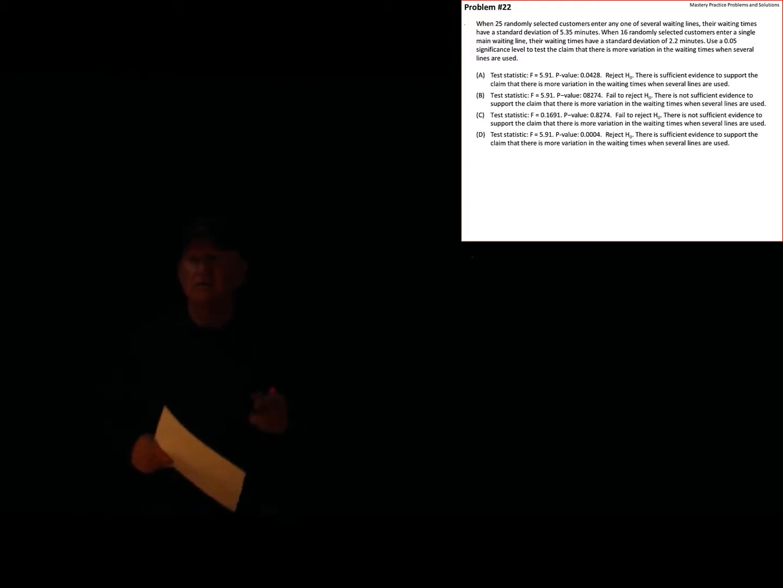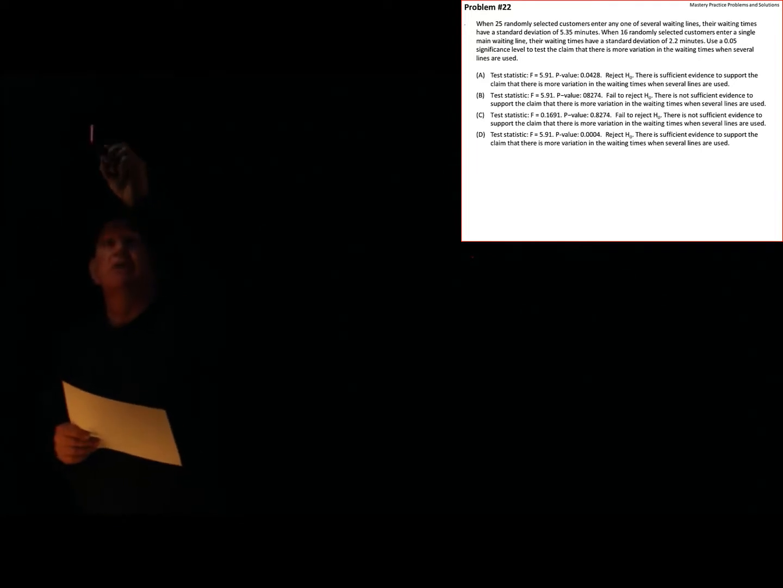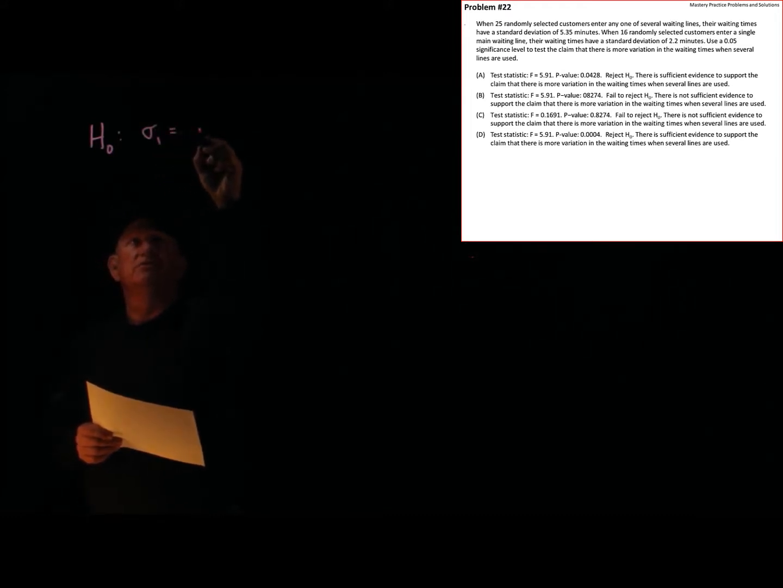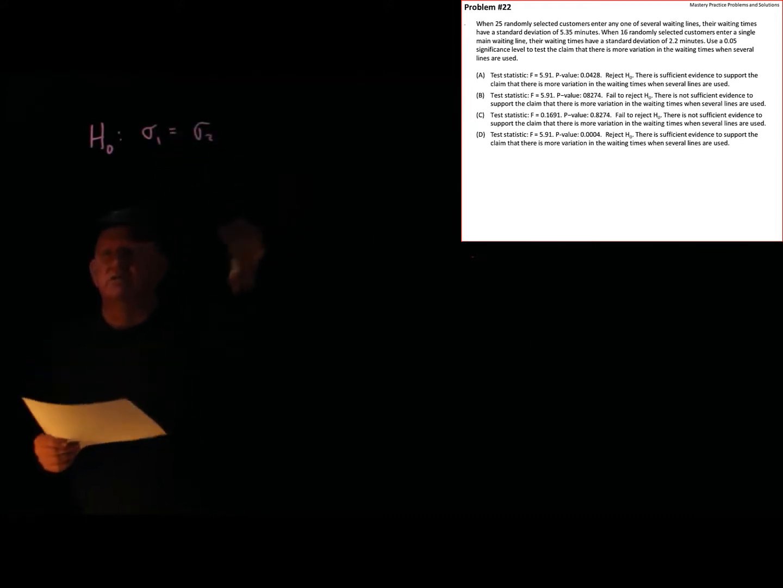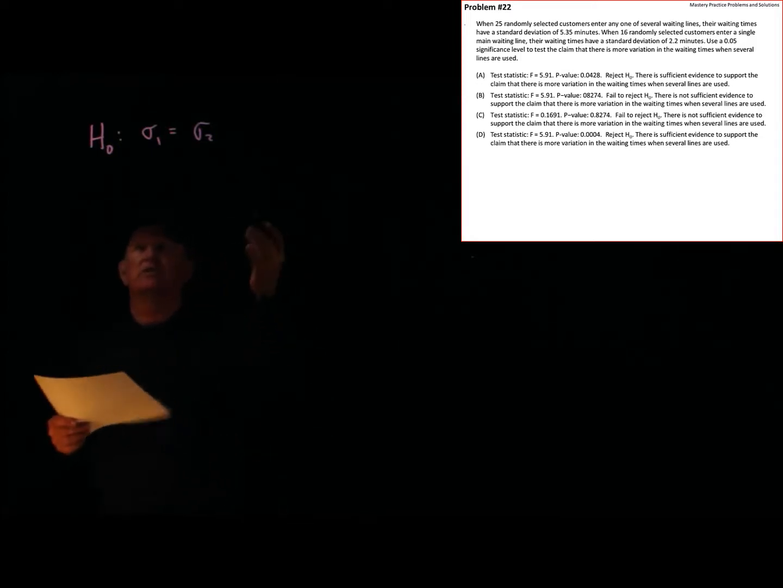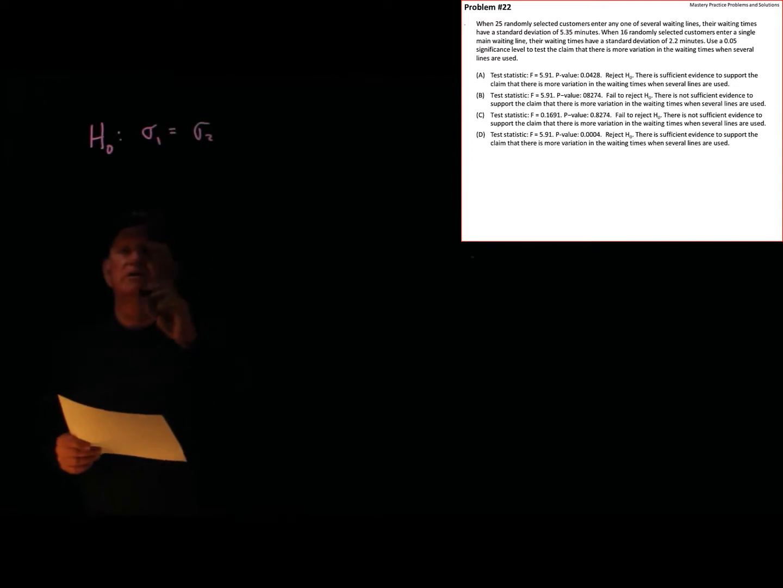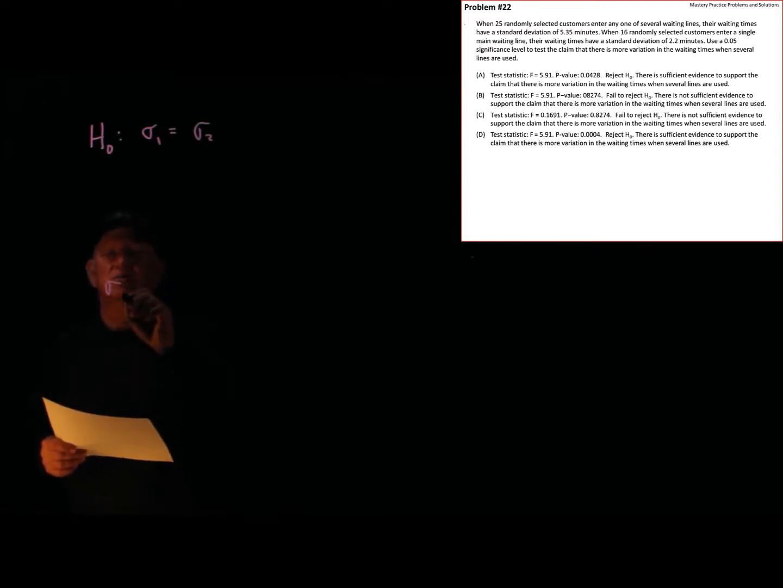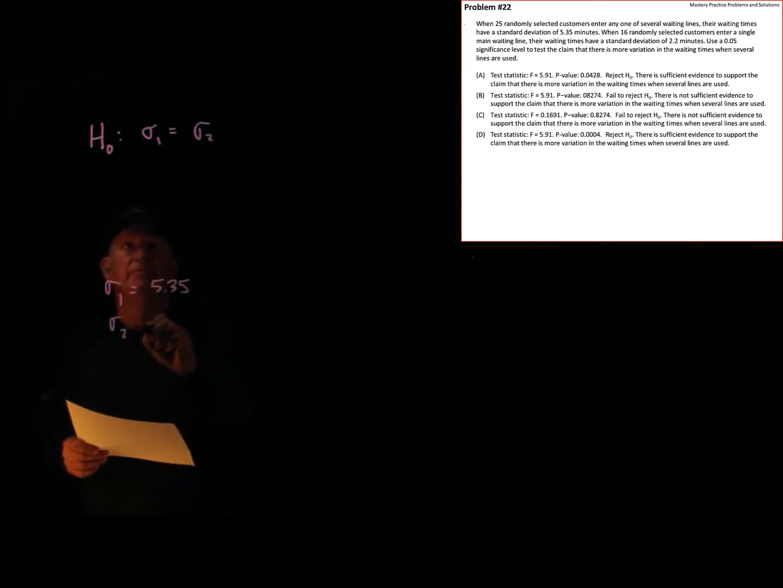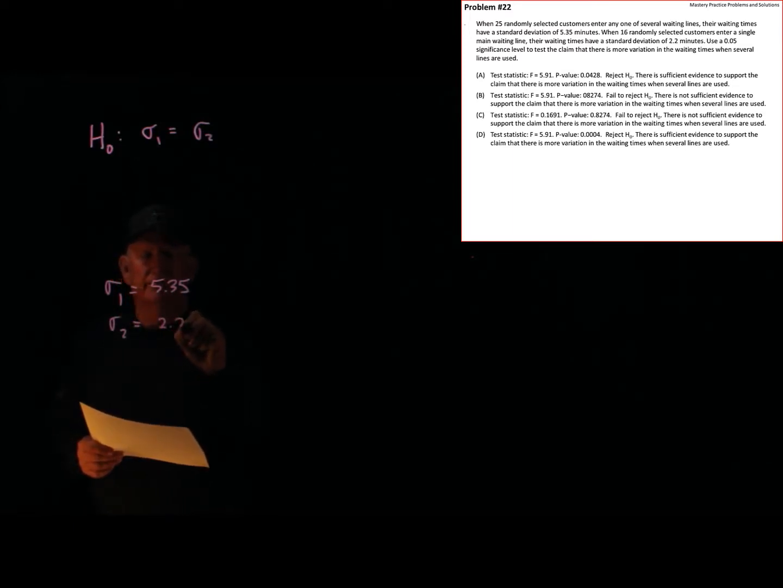So what it's asking us to do is to take a null hypothesis that says that sigma 1 is equal to sigma 2. Okay, or sometimes it's written sigma 1 minus sigma 2 is greater than 0. And in this case, we're going to let sigma 1 be equal to 5.35, and sigma 2 is going to be equal to 2.2. All right.